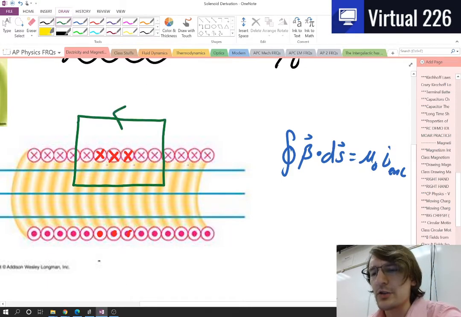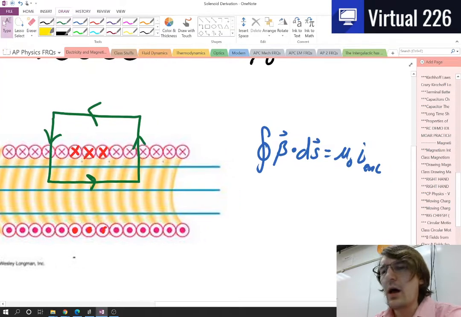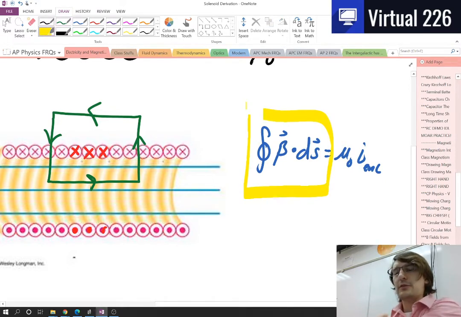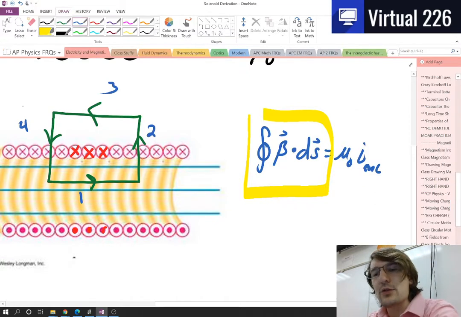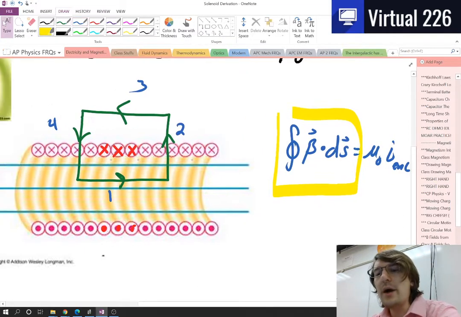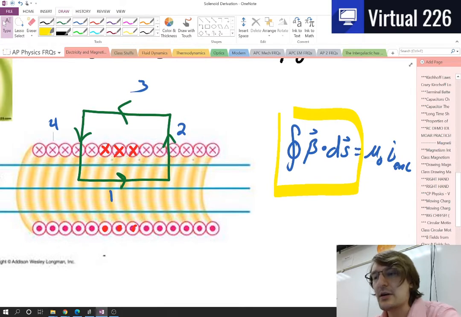And the reason we're going to draw a loop like this is going to be straightforward in a moment. When we are looking at this closed path integral we have here, we have a closed square or rectangular path up top with sides, we'll call this 1, 2, 3, and 4, okay? Now, the question becomes, what of the B field is moving along that path?